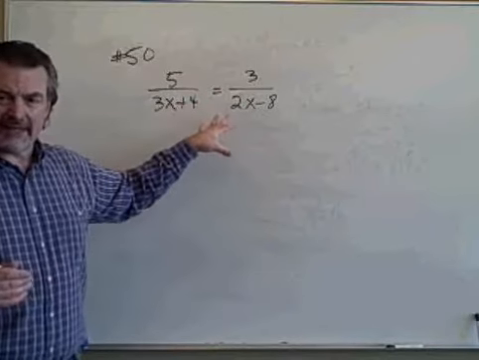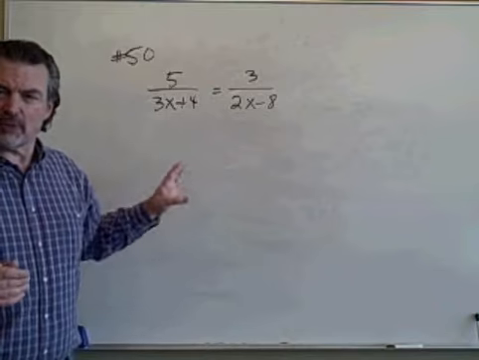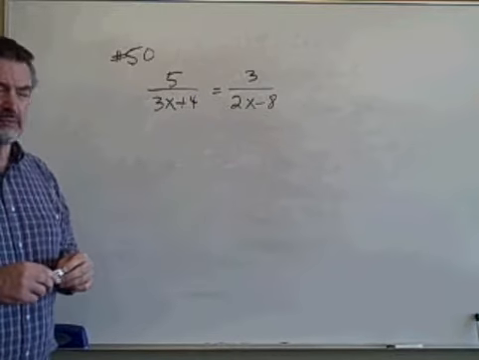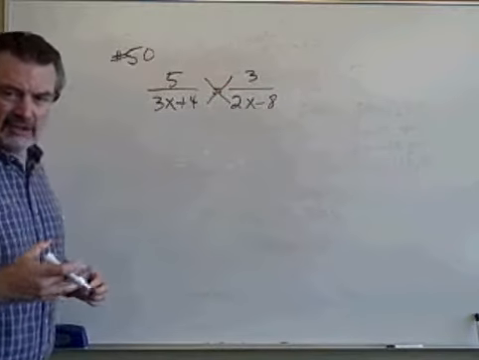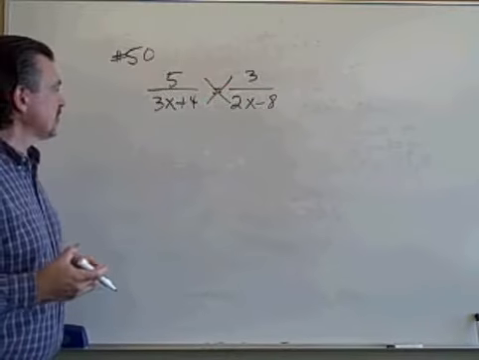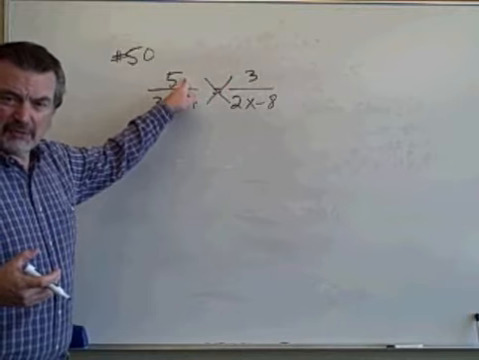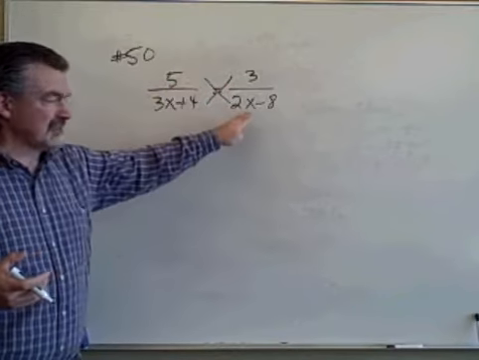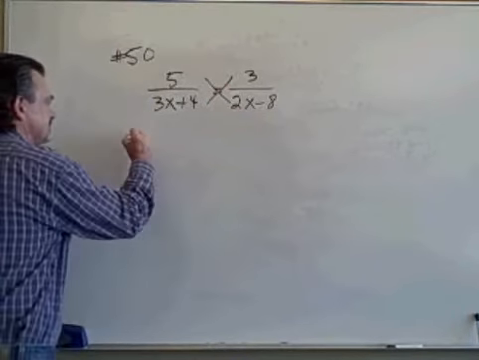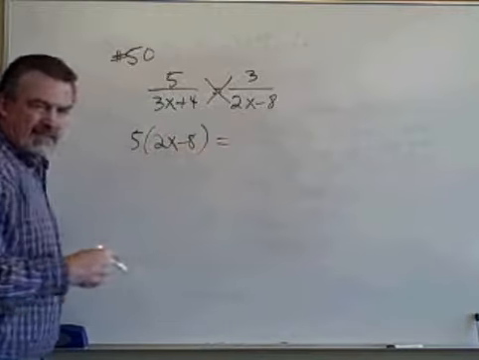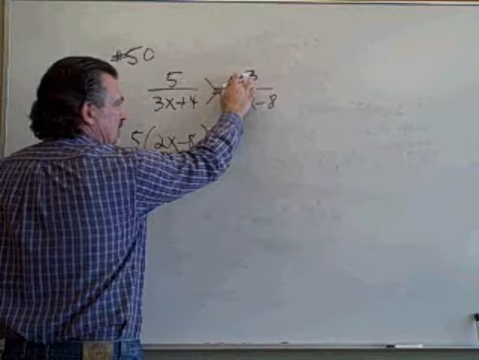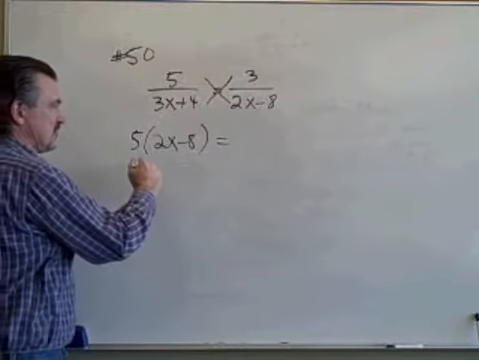And when we have that, we can use the cross multiplication technique to solve this problem. So we put an X there to help us remember what we're doing with cross multiplication. We're going to multiply the numerator of this fraction times the denominator of this fraction, and set that equal to the numerator of this fraction times the denominator of this fraction.